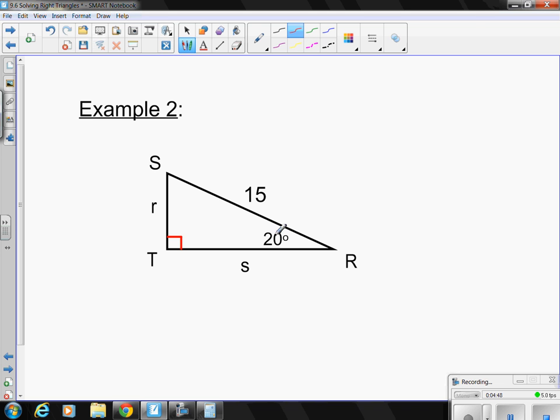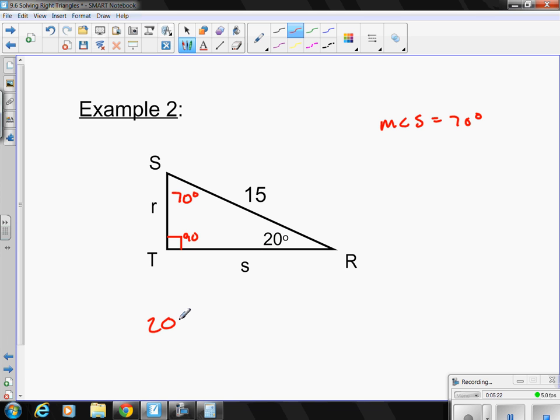Next example, I know this angle, I know this angle. So if I know 2 of the angles, I should be able to find my third angle. So 180 degrees, take this 90-degree angle away. That leaves me with 90 degrees for these two. 90 minus 20 is 70 degrees. So the measure of angle S is 70 degrees. Now I have to find these two side lengths, and I'm going to have to use my trigonometric ratios. So I'm going to pick one of these angles. I'm going to pick this 20 degrees.